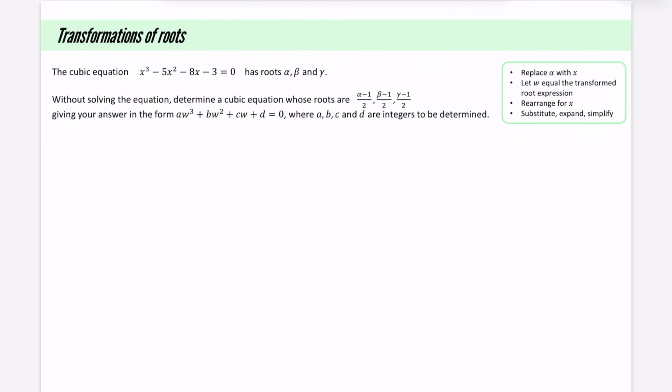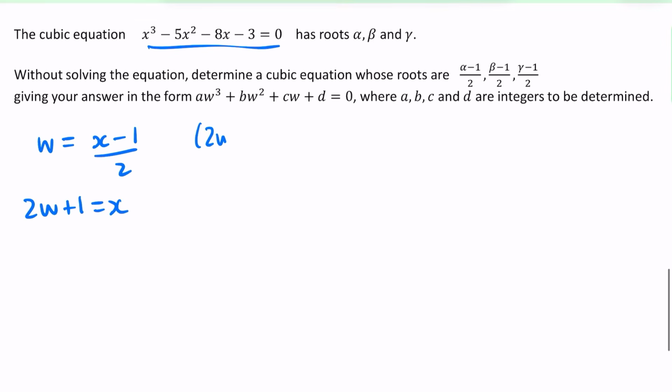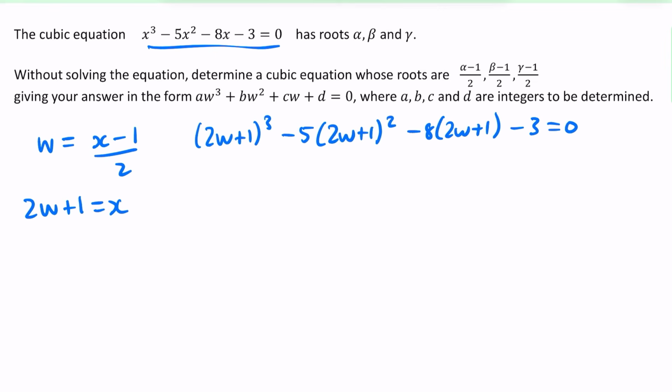So we're saying that the new root, w, are these ones. It's the old root minus 1 over 2. In other words, it's the old root minus 1 over 2. So we've just done this part and this part. Let's rearrange for x. So that's 2w plus 1 equals x. All we need to do now is sub it in here. So it is going to be 2w plus 1 cubed minus 5 lots of 2w plus 1 squared minus 8 lots of 2w plus 1 minus 3 equals 0.